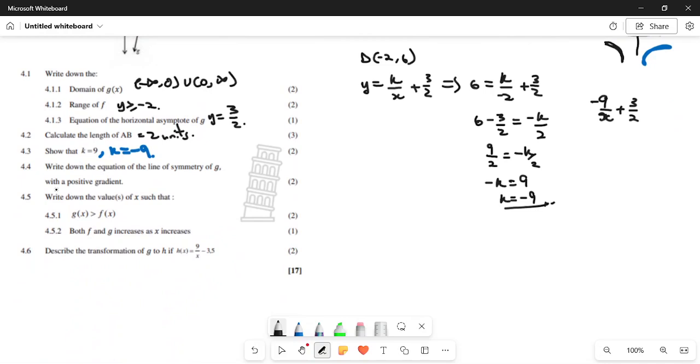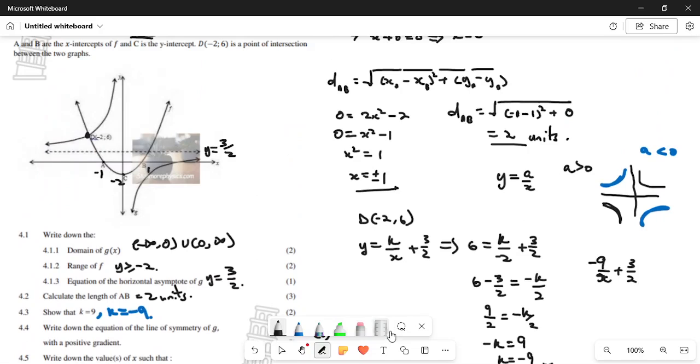Now the fourth question: write down the equation of the line of symmetry of g with a positive gradient. So we need to find our line of symmetry for the function g. We'll take our asymptotes. We've got the line x equals 0. Let me just say I'm taking the coordinate point where my two asymptotes intersect. I've got 0 and the line 3 divided by 2.